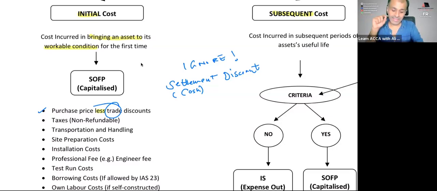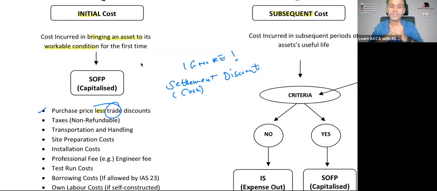This is the mistake that even students at this level make. Even if I don't emphasize it this way, you will still end up making it, because the examiner will trap you, and you will easily be trapped if you don't pay attention to these important things. So price less discount. Which discount? Trade discount. Settlement discount will be ignored, even if the question suggests they have availed the settlement discount, regardless of that fact. You just need to ignore it. Trade discount definitely needs to be taken to reduce the price.